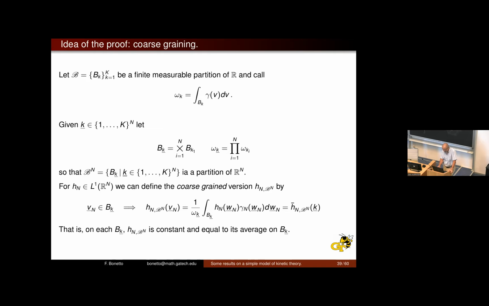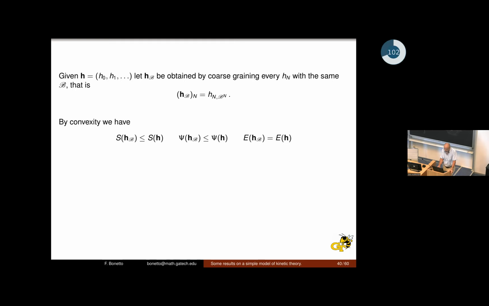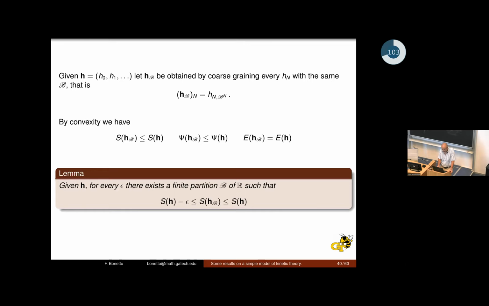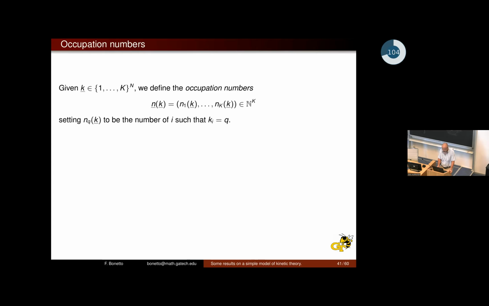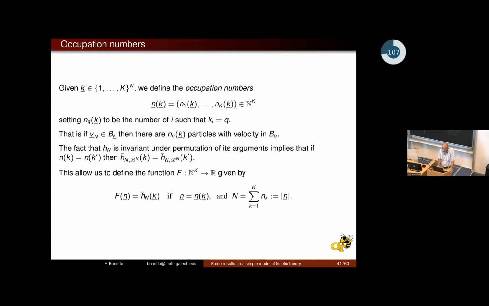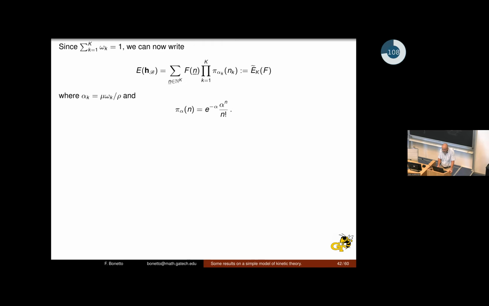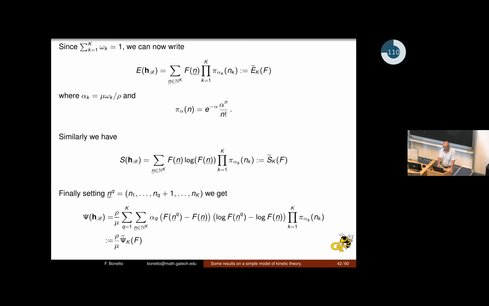And once you have that, you do the same thing as before, and now you have your coarse-grained functions. If you have a coarse-grained one, you are essentially looking at functions that are constant over intervals, squares or cubes. So the first thing you think is that, okay, these integrals should become sums. And indeed, you do exactly what you think. You introduce occupation numbers: you say how many particles are in each of my intervals. And you can rewrite everything in terms of your occupation numbers for the evolution. And now you get that your entropy and your entropy production are given just by sums over Poissonian distributions. The p_i are again Poissonian distributions.